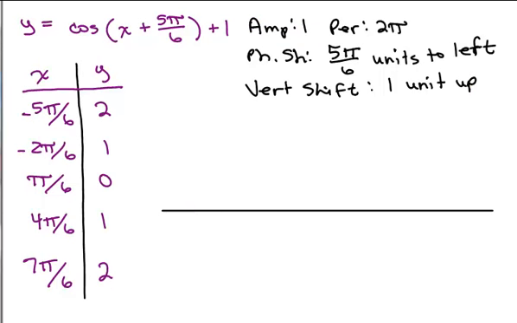All right, so are you ready? You might notice it takes about a page to do each problem. All right, so here's our function, y equals cosine of x plus 5 pi over 6 plus 1. We already determined the amplitude, the period, the phase shift, and the vertical shift. We also didn't write this down, but the domain, as usual, is going to be negative infinity to infinity. And the range, if we look at the picture here, we see it goes between 0 and 2.